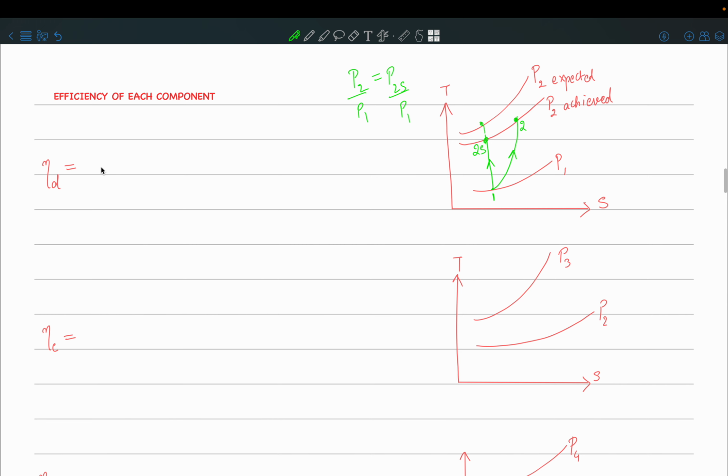So how do we define the diffuser efficiency? What is the formula here in terms of the temperature? Has this been discussed in the lectures? Have you watched the lectures? Yeah, just please answer me. I can hear only one voice. Everyone please participate in this.